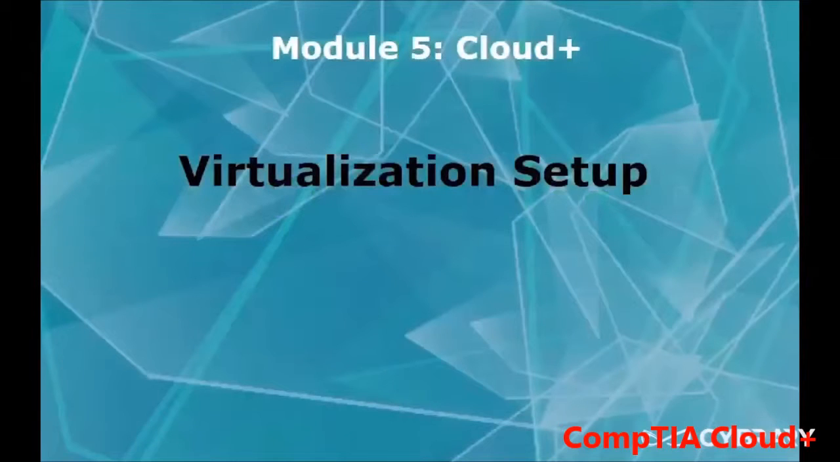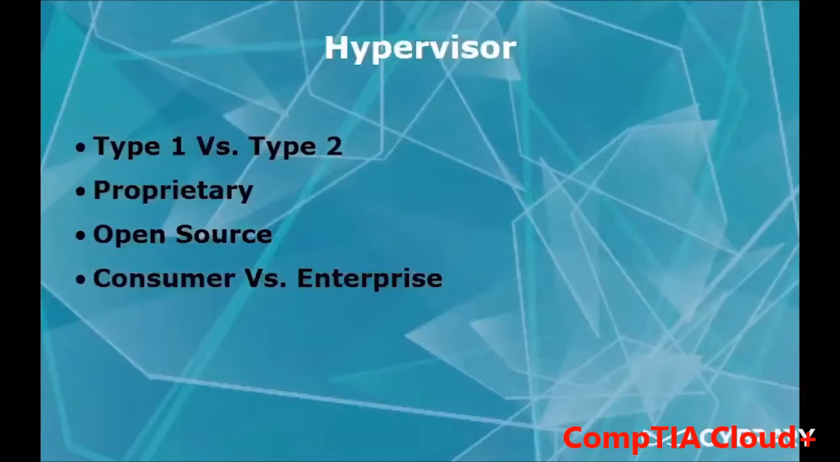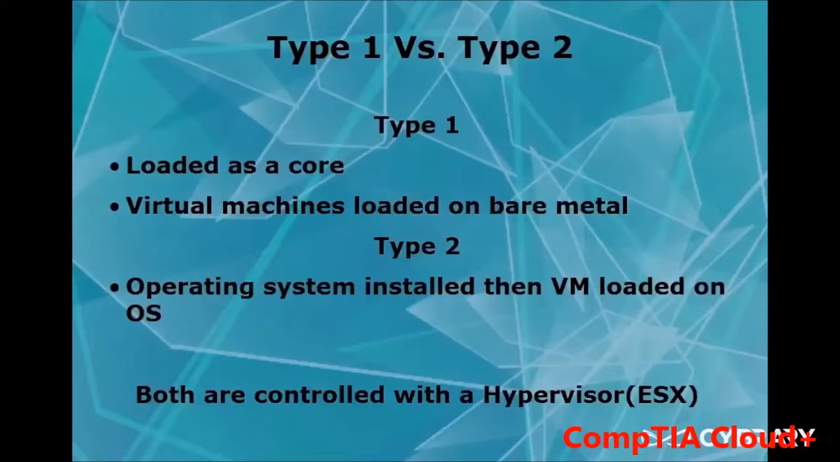Going over Module 5, which is Virtualization Setup. As an overview, we'll cover hypervisors, virtualized hosts, and virtual machines. On hypervisors, there are two different types of hypervisors. There's Type 1 and Type 2. Proprietary, open source, we'll also be covering them. And then we're also going to get into the consumer versus the enterprise and how they're going to be using virtualization in their network.